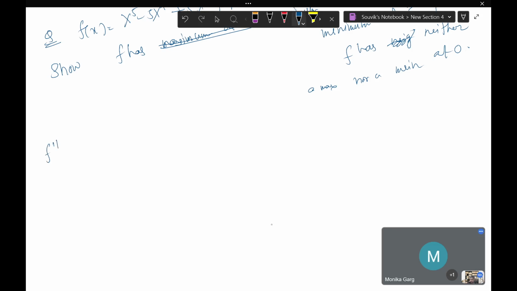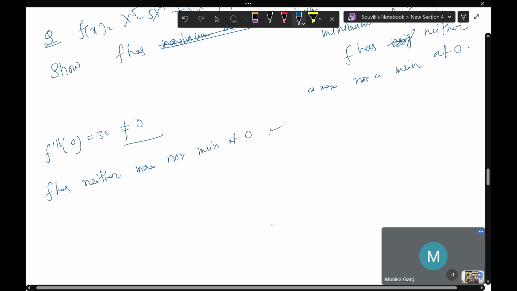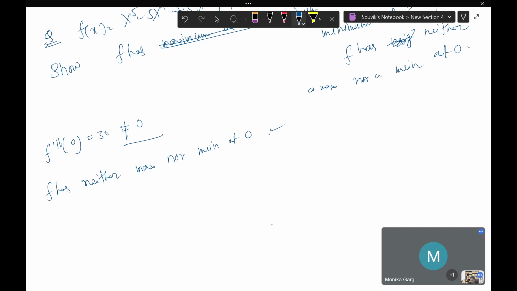So look at the third derivative. The third derivative is 30 at 0, right? So that's why it is non-zero. So the theorem tells that f has neither max nor min. Understand? This is the theorem: third derivative non-zero, neither max nor min. Okay.